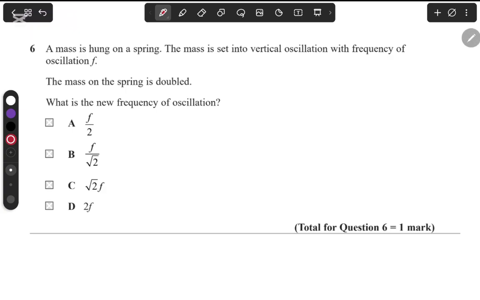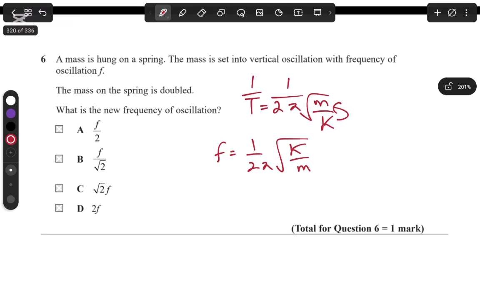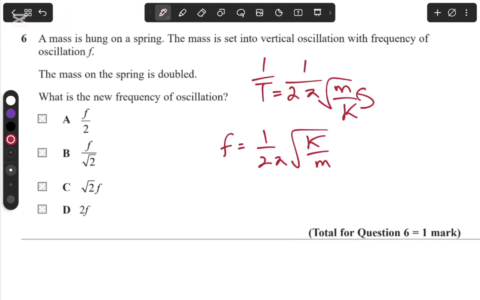Alright, the next part we're going to go through says a mass is hung on a spring. The mass is set into vertical oscillation with a frequency of f. The mass on the spring is doubled. What is the new frequency of the oscillation? We know T equals 2 pi square root m over k. When we write the expression for frequency, it's 1 over 2 pi square root k over m. Everything flips, and 1 over T is just the frequency. So now we have a direct relation between the frequency and the mass that's hung on the spring.